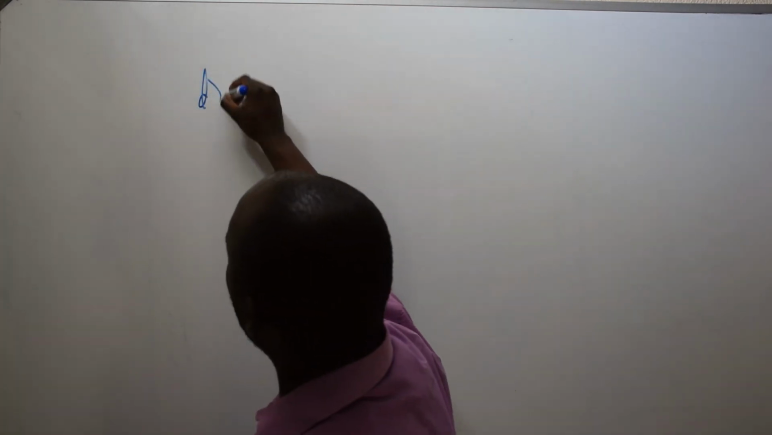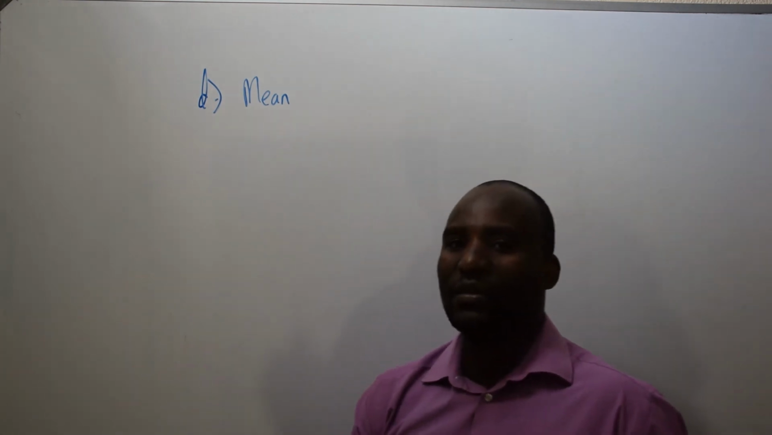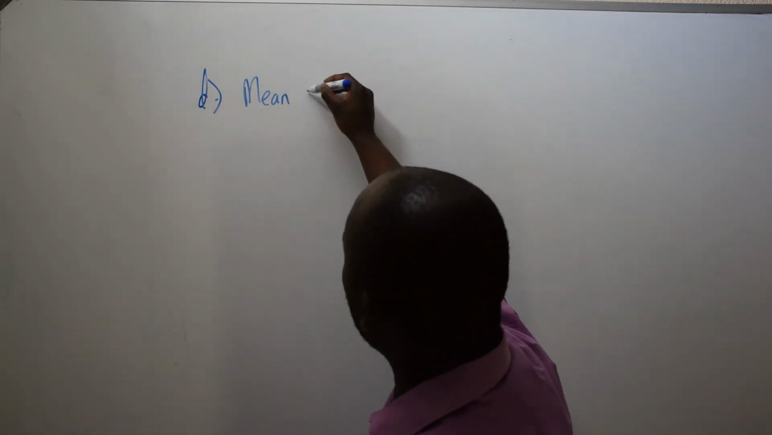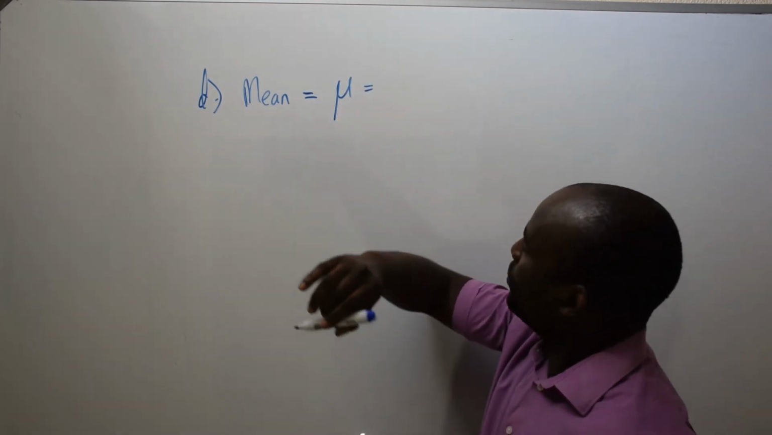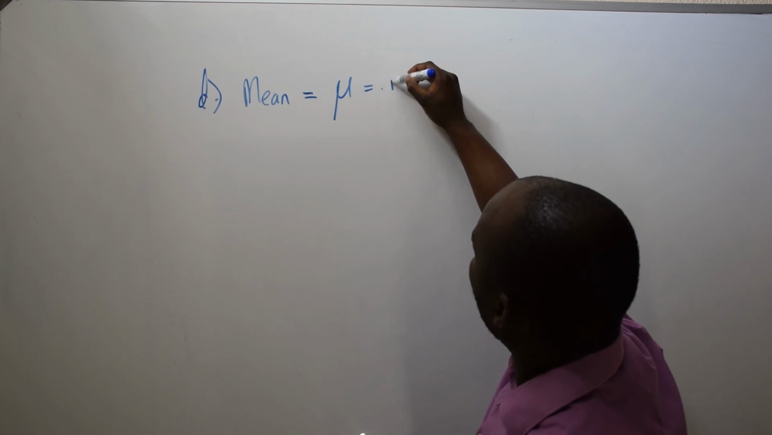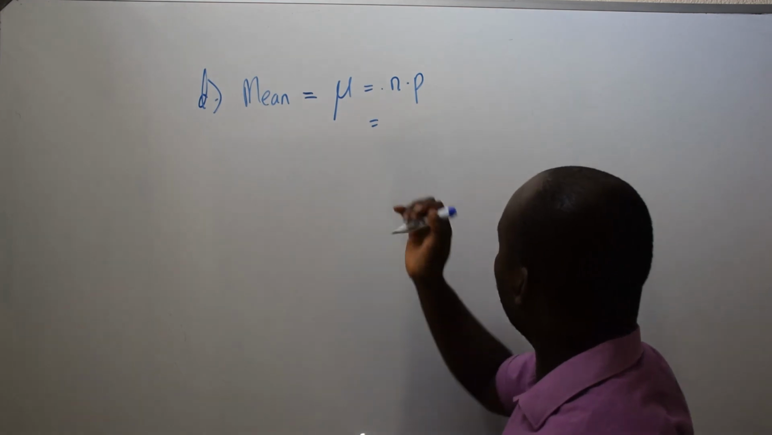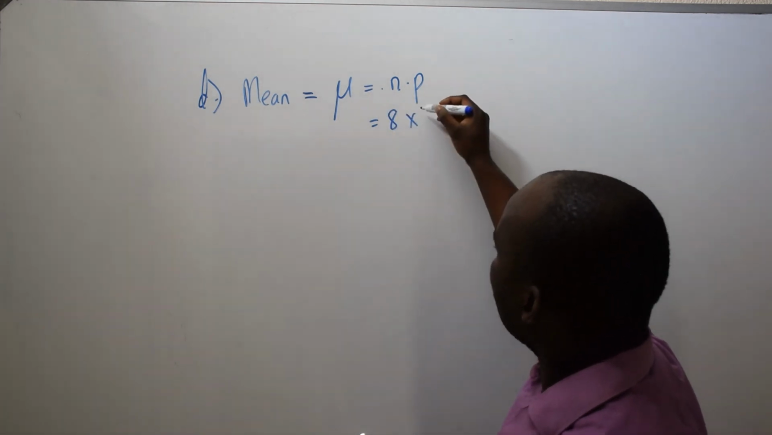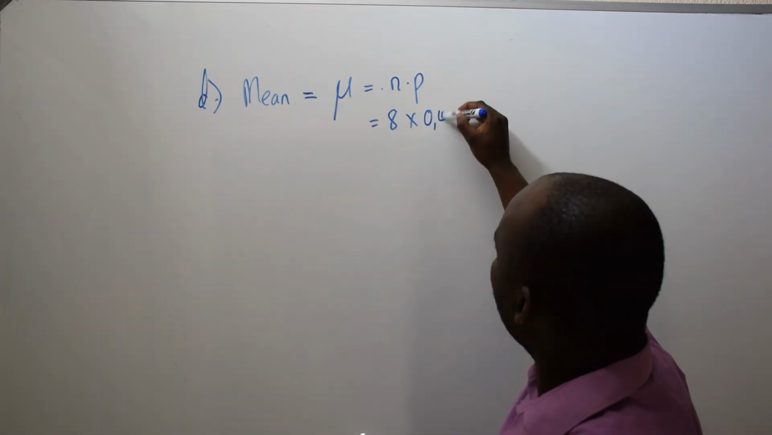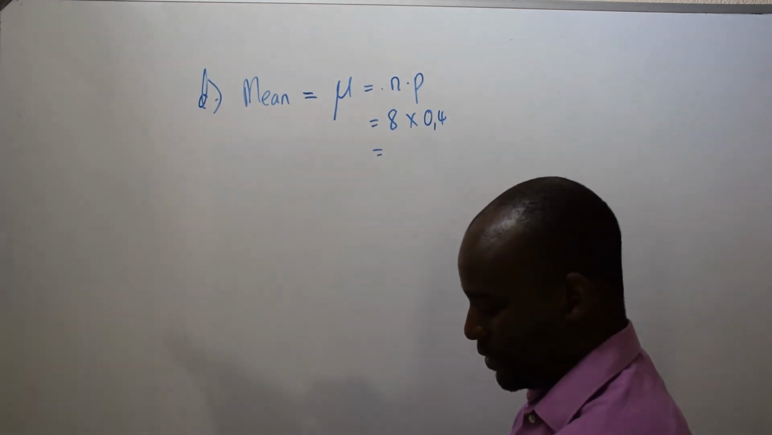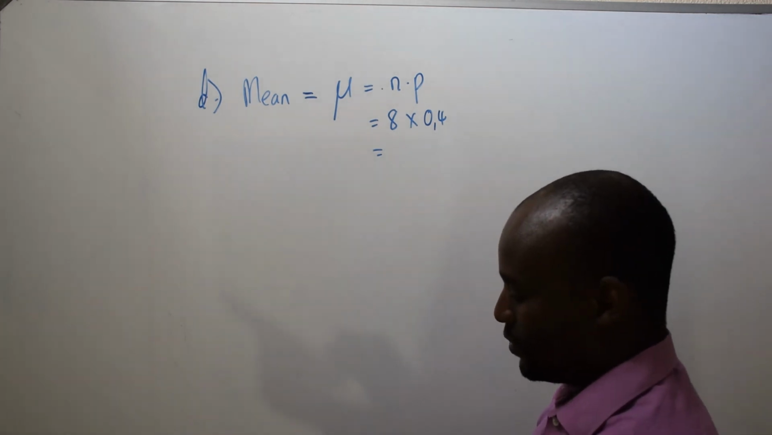Moving to D, you are asked to calculate the mean for this probability distribution. So you should know that the mean is referred to as mu, which is equal to your n multiplied by p. So remember, we had our figures written by the corner. Our n was 8 and our probability of making the sale that we were working with was 0.4. So this is going to be 8 times 0.4, which is 3.2.